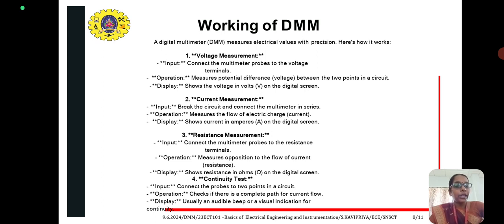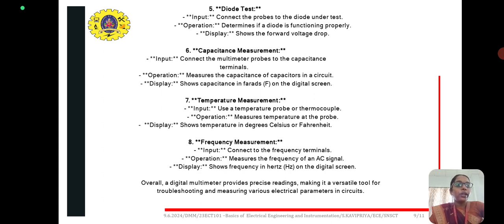For continuity test, we connect the probes to two points in a circuit and check if there is a complete path for the current flow. Usually an audible beep or visual indicator indicates continuity. And next is the diode test. We connect the probes of the multimeter to the diode under test. It determines if the diode is functioning properly or not, and it shows the forward voltage drop.